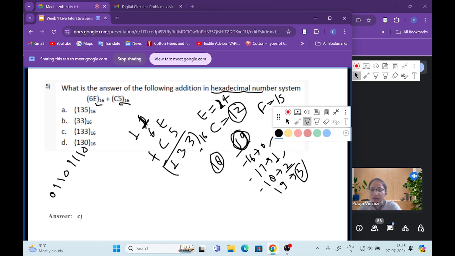Again convert C5 into binary. C is 12. What is the representation for 12? 1100, right? 8 plus 4 is 12. And for 5, what is it represented by? 0101. Okay, now add it. 1110 plus 0101, then 0110 plus 1100 with the carry, giving 1 0011 0011.